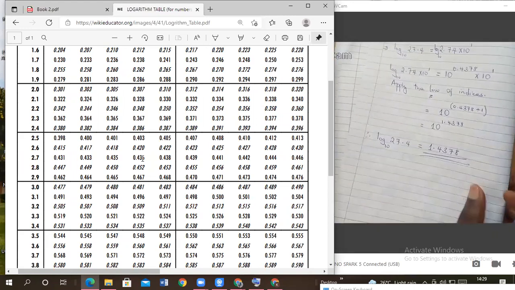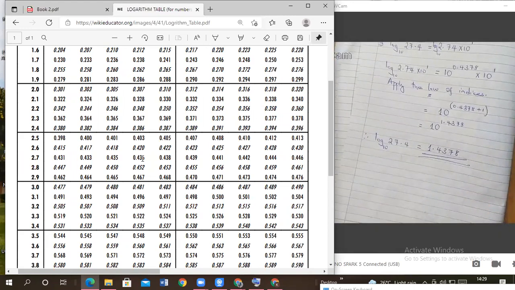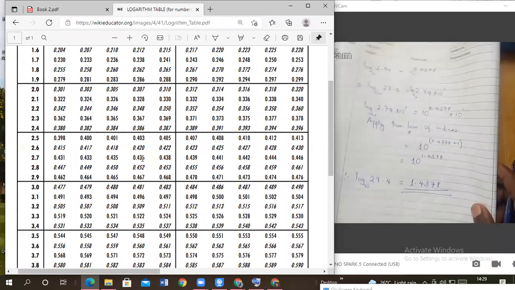If you look at our table, it does not give 1 point, our table gives 0 point. So for numbers which are greater than 10, we first express them in standard form.